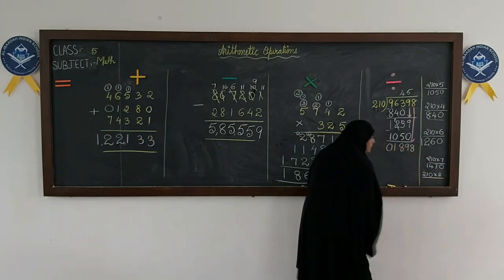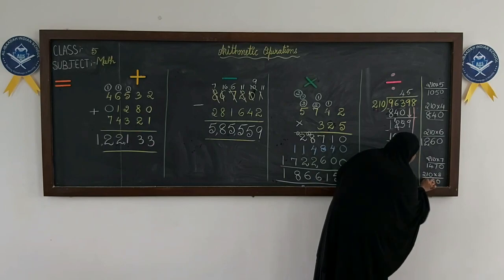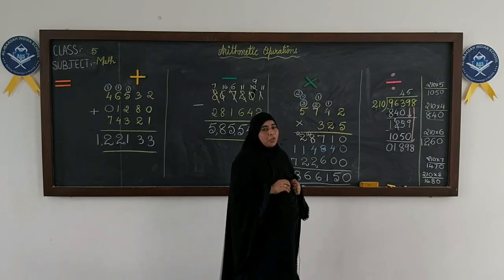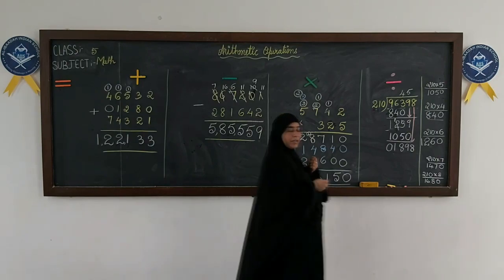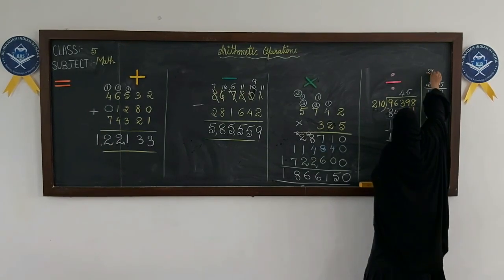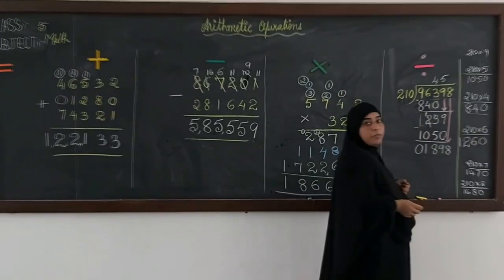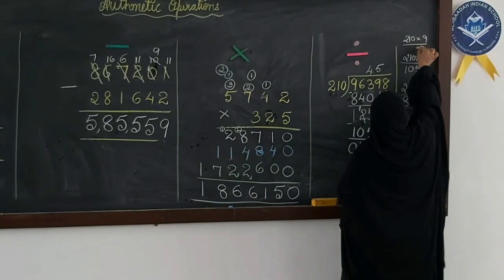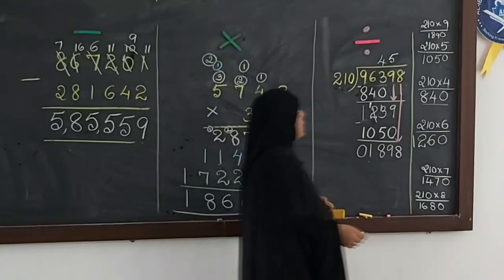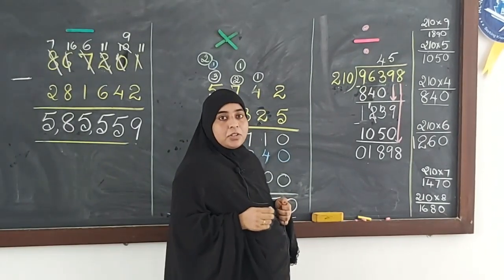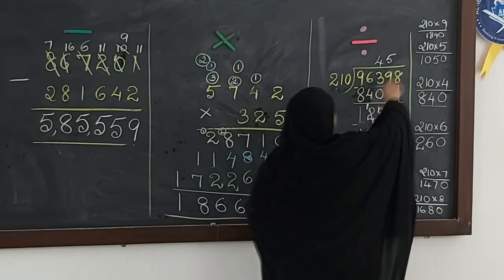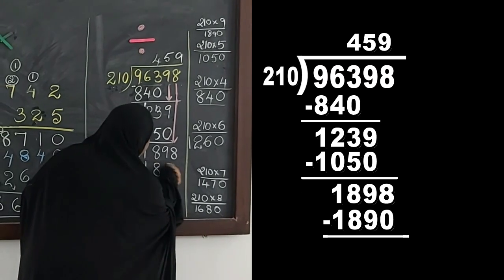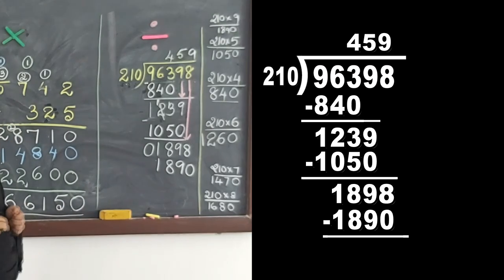When we multiply 210 with 8, we will get 1680. Is that fine? No. We can give one more try with 9. 210 into 9 will be the right number that we are looking for. Yes, we are getting 1890. So that we can use to divide this number. So 210 into 9 is 1890. The closest number that we got is this.